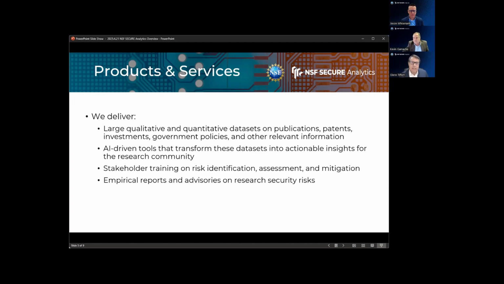And from that data, and again, this is evidence-driven research here, we're going to do stakeholder training on risk identification, assessments, and mitigation, try to right-size the risk and right-size the strategies for managing it. And then also we're going to be publishing deep empirical reports on important topics in risk management and risks in international collaboration, and advisories on emergent topics that come up in the research community over the life of this award.